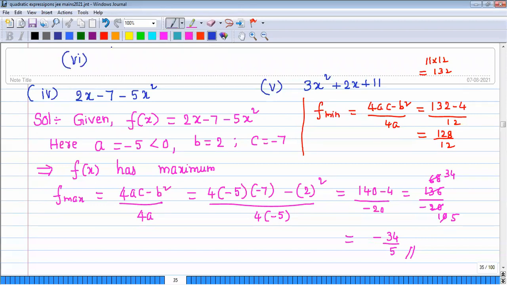And one more question. ax square plus bx plus a. Here a, b belong to real numbers and a does not equal 0. Now, what is your answer?